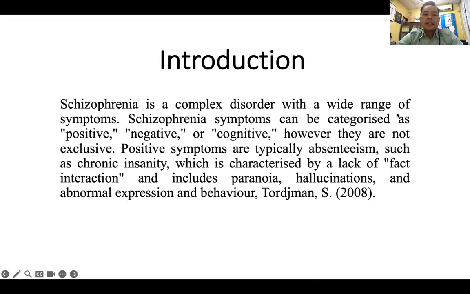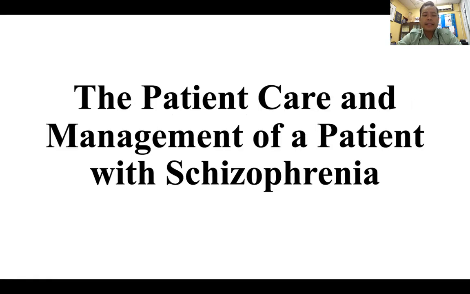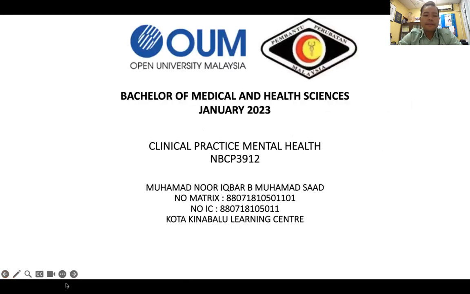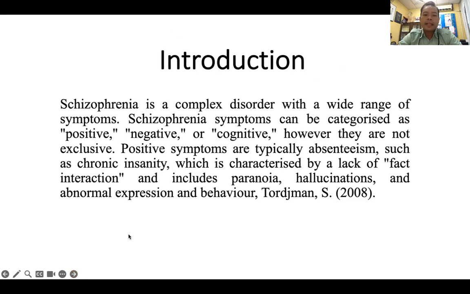The introduction. Schizophrenia is a complex disorder with a wide range of symptoms. Schizophrenia symptoms can be categorized as positive, negative, or cognitive. However, they are not exclusive. Positive symptoms are typically absent in healthy people, such as chronic insanity, which is characterized by a lack of interaction, and include paranoia, hallucination, and abnormal expression and behavior. This is a citation from Dodgeman S., 2008.